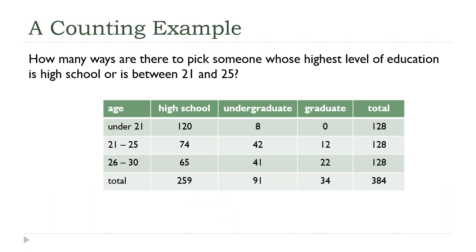Now take a look at this one. Right here, I want to know how many ways there are to pick someone whose highest level of education is high school, so that's this group here, or is between 21 and 25. And that's this group here. Again, one choice, two different subgroups I'm looking at. You could try doing this by adding up the sizes of those groups. You could add up 128 and 259, and if you did, you would get the wrong result.